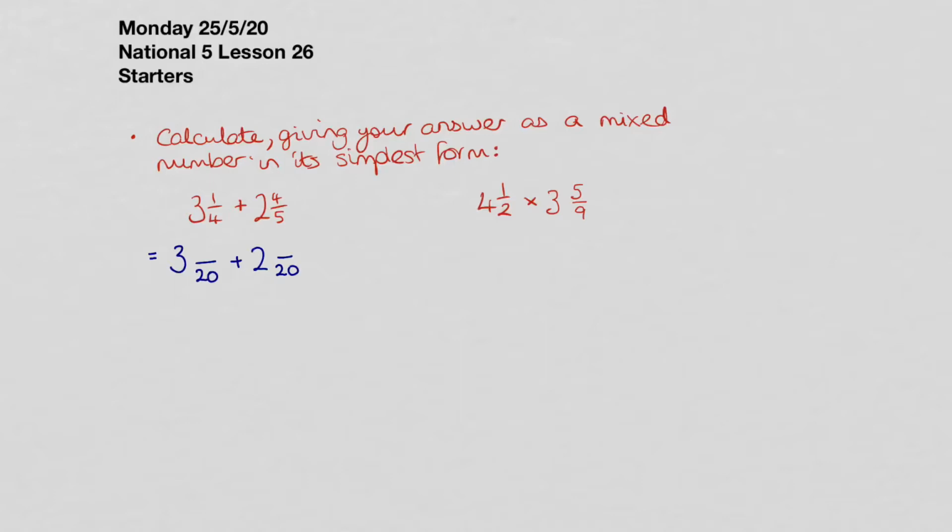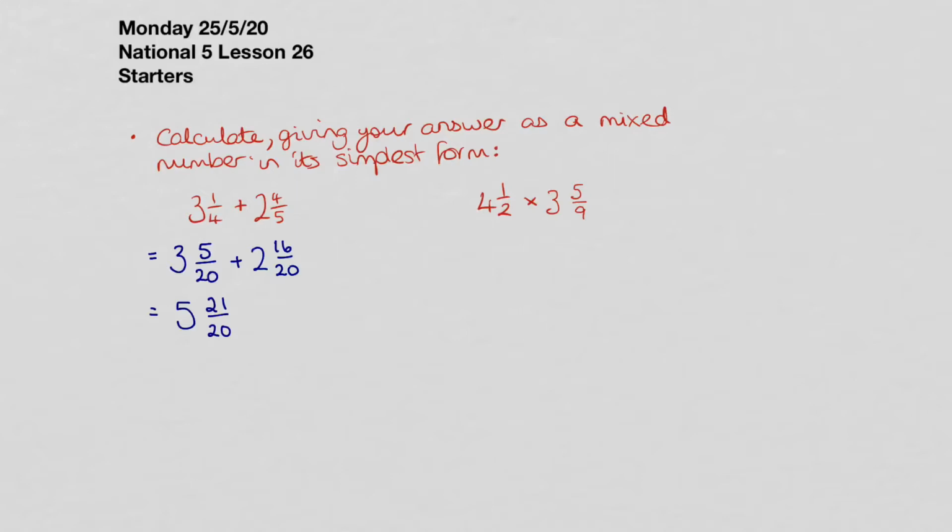So now we need to have a look and see what we've multiplied 4 by to get 20. So that's 5. And we need to do the same to the top. So we need 5 on the top. Then, saying how many 5s are in 20? Well, that's been multiplied by 4. So we need to do the same to the 4 there. So that gives us 16. So altogether, look at the whole numbers first. We've got 3 add 2. So that makes 5. And then we've got 5 20ths. Add 16 20ths. Makes 21 20ths.